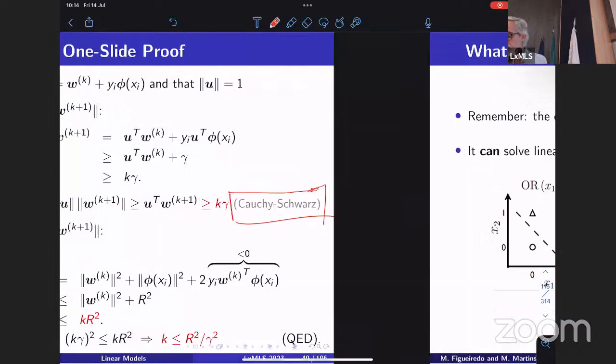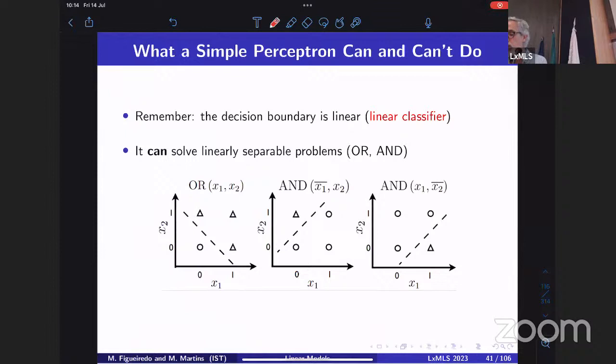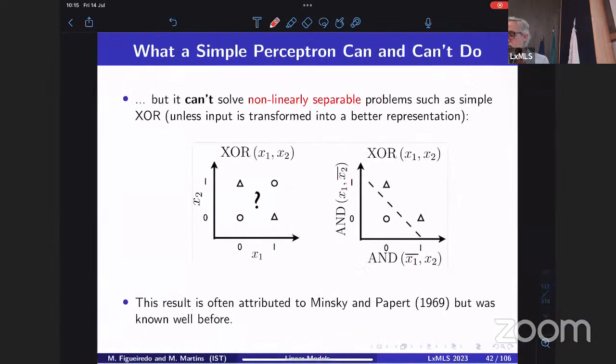And a few others. Okay, so what can a simple perceptron do and not do? This was a discussion going around at the time. If the problems are linearly separable, say those triangles versus the circles, and suppose the features are binary, it could do those three problems, but it famously could not do the exclusive OR problem. This data set is not linearly separable. There's no straight line that you can put there that separates the circles from the triangles, okay?